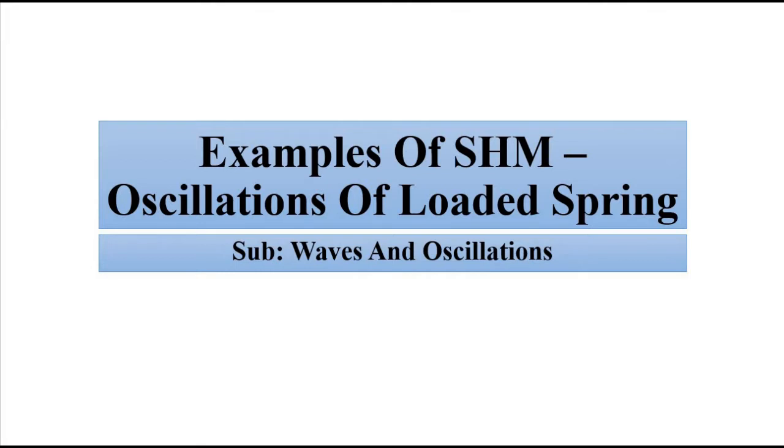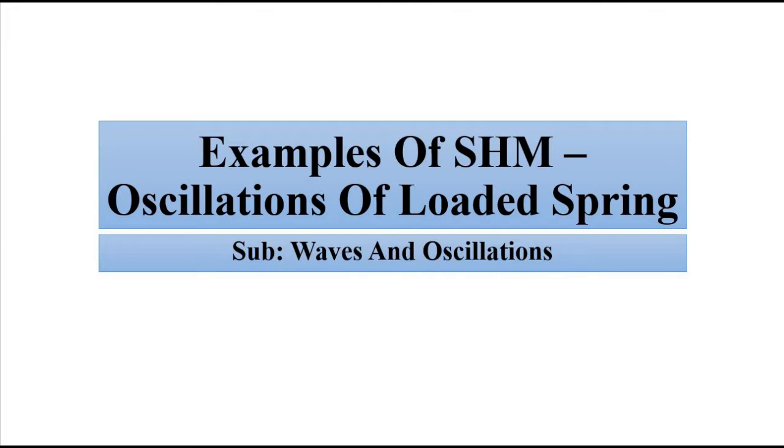We know that the motion of the object in this particular example is actually simple harmonic motion, SHM. So let's get started. This is oscillations of a loaded spring, okay. That is the basic example which is popularly used in the analysis of simple harmonic motion.